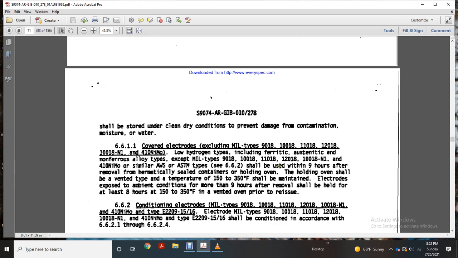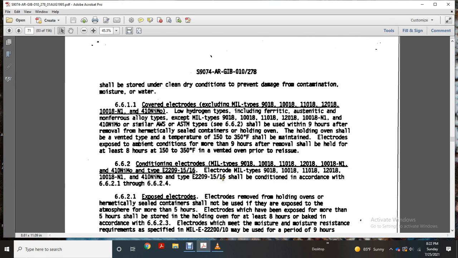The C662 should be used within 9 hours after removal from the hermetically sealed containers or the holding oven. The holding oven shall be a vented type, and a temperature of 150 to 350 degrees should be maintained. Electrodes exposed to ambient conditions for more than 9 hours after removal should be held for at least 8 hours at 150 to 350 degrees Fahrenheit in a vented oven prior to reissue.